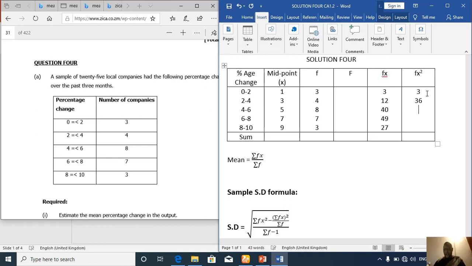36. And the next one is 40 multiplied by 5. What is 40 multiplied by 5? That should be 200. The next one is 49 multiplied by 7. 49 by 7, 343. The other one is 27 multiplied by 9. We are multiplying by x, not the f. So 27 multiplied by 9, that is going to be 243.